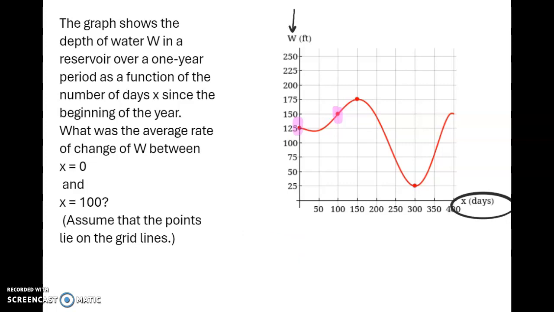So let's write what the points would be. This would be this point here. If I was to write the ordered pair, it would be 0, 125, and this point here would be 100, 150. And so those are the 2 ordered pairs that I have.